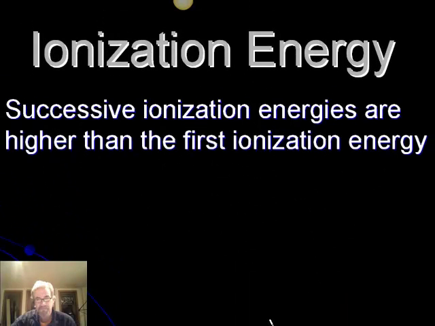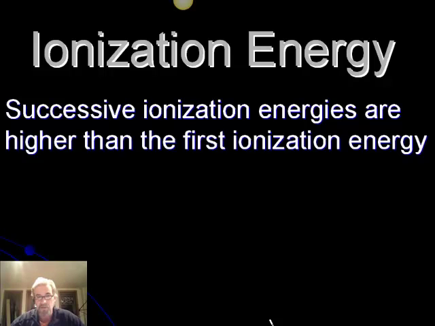After the first ionization takes place, then we have these successive ionizations, the second one, the third one, as you remove more and more electrons from the atom. Successive ionization energies are higher than the first ionization energy, and that's because as you remove more and more electrons, the net charge in the atom becomes more and more positive, and that pulls the electrons in more tightly and makes it harder to remove successive electrons.